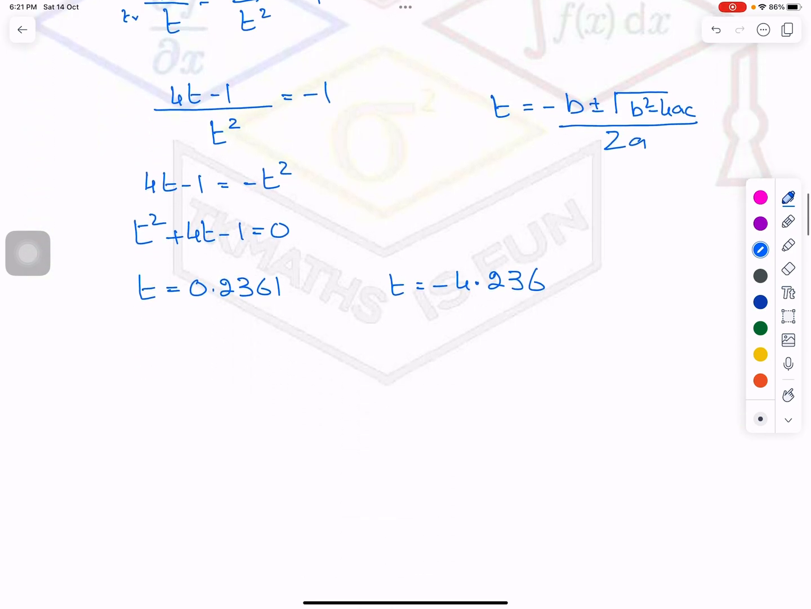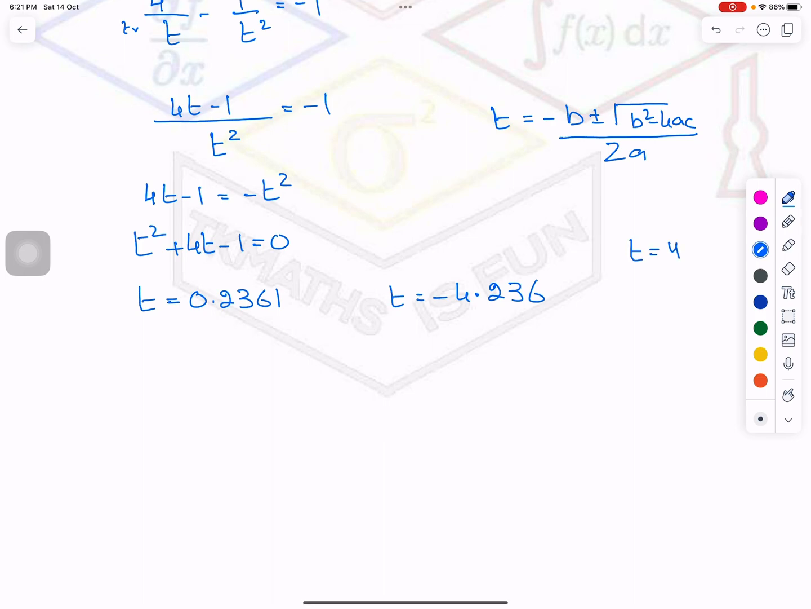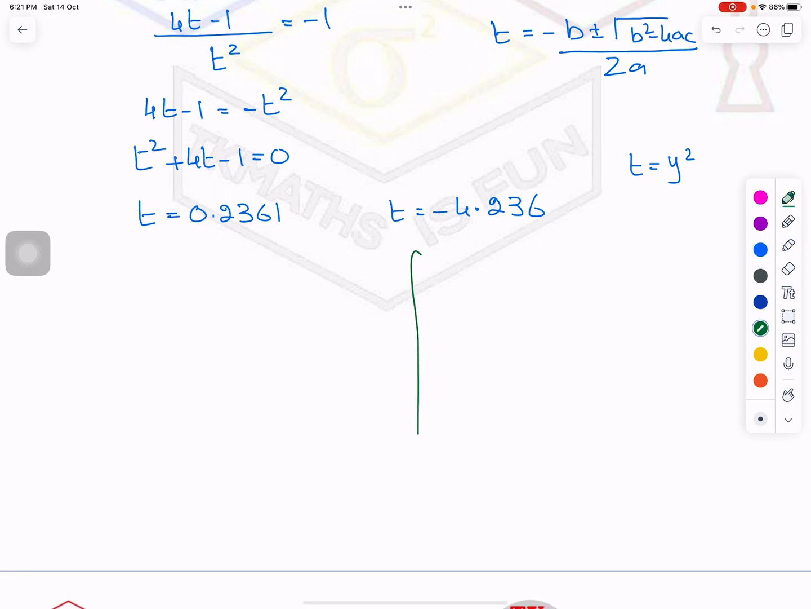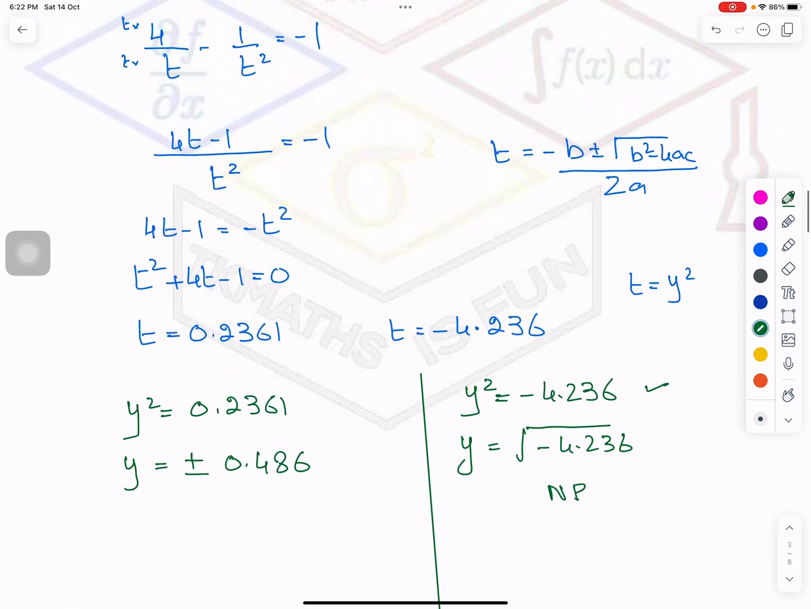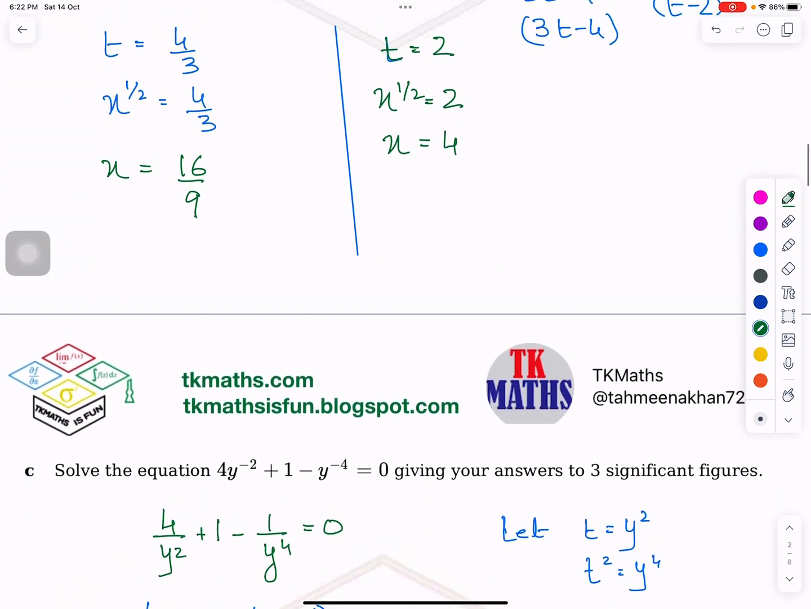I have taken the substitution here, which was t equals y square. So instead of t, now I will write y square. So y square equals 0.2361, and similarly here y square equals minus 4.236. Now to find the value of y, if I take a square root, this side I have a negative number, so it gives you an error. You can write not possible. And on this side, when I take a square root, you will write plus minus and write the answer. According to the calculator, it is coming 0.486. This is how you solve quadratic equations reducible to quadratic, or quadratic equations which are in complex form.